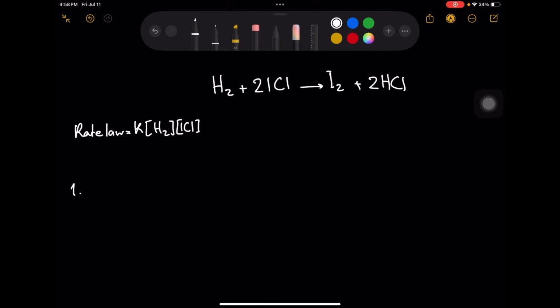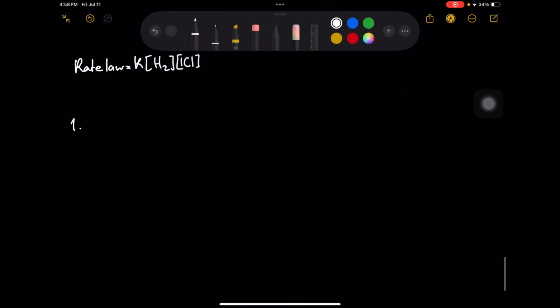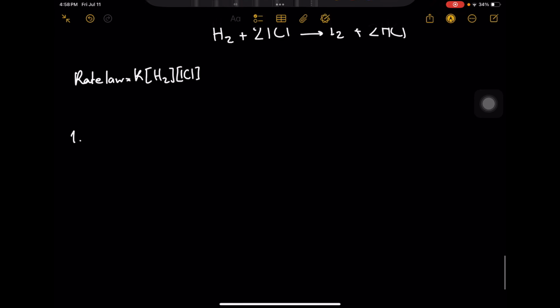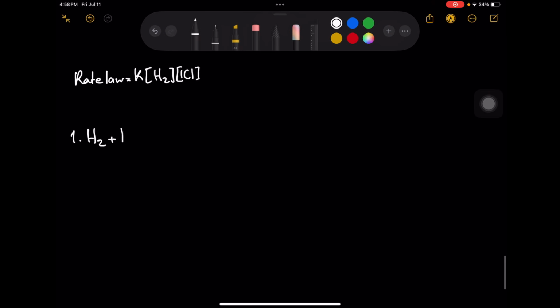So let's say the rate law is H2 plus iodine chloride. And what do we have here for the net overall reaction? H2 plus 2 iodine chloride. So we can be more sure that our first elementary step is the slowest step. So we write it: H2 plus iodine chloride with a K1 rate produces something plus HCl.